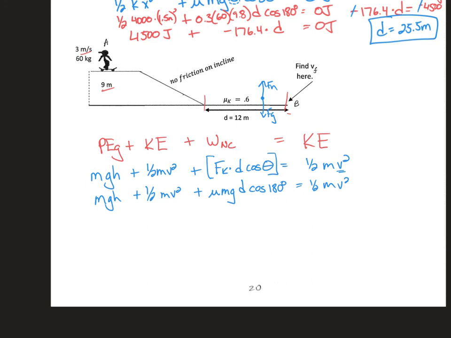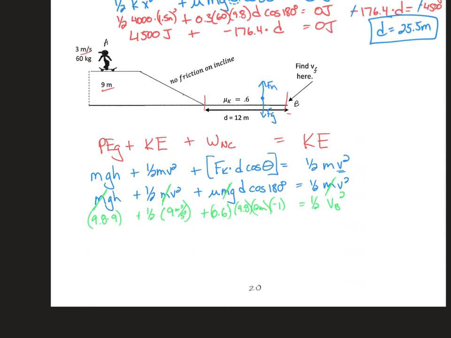So before you do that, I hope you might have spotted that there is mass in every single term on the left and on the right. So we really just need to do 9.8 times a height of 9 meters plus 1/2 of 9 meters squared over second squared. I've already squared the 3. And now we have a mu, a coefficient of kinetic friction of 0.6 times 9.8 times a distance of 12 meters times -1 equals 1/2 VB squared.